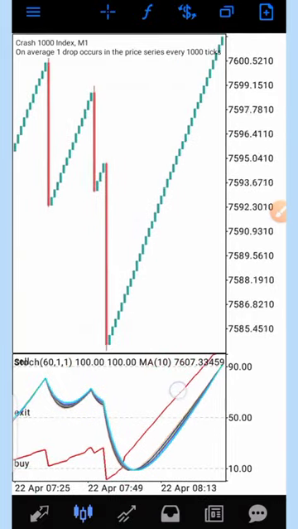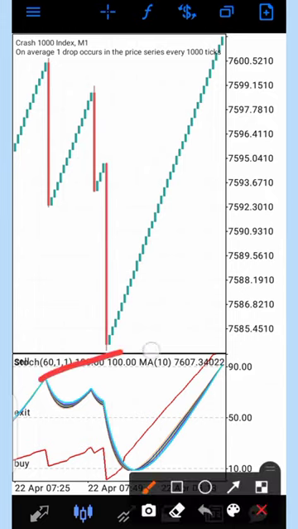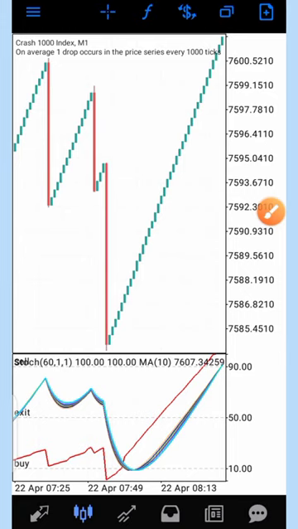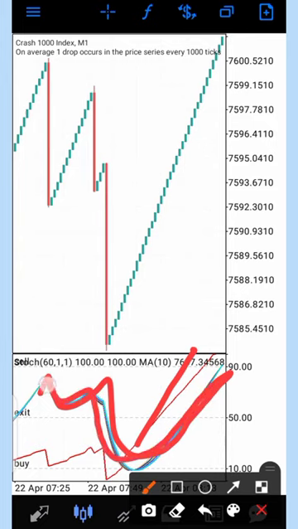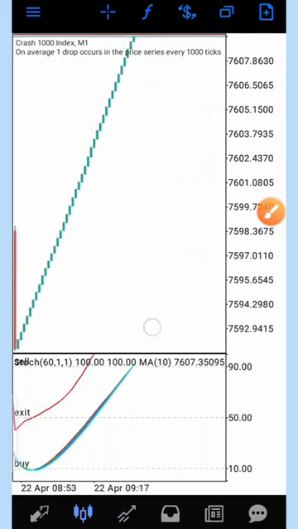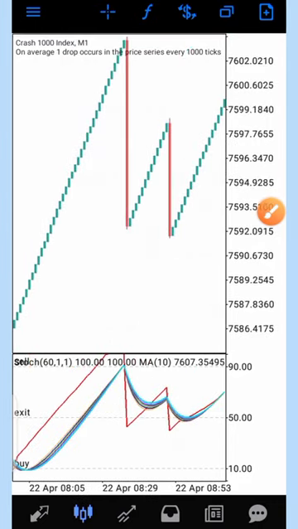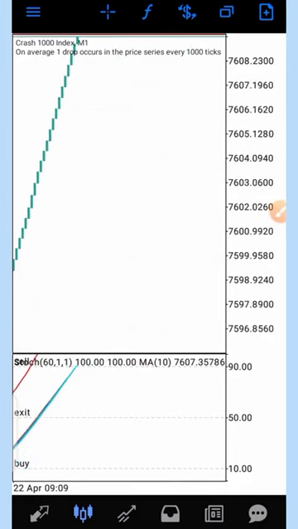What you can see on your screen is stochastic and some moving averages. So this is the stochastic and these are the moving averages, exponential moving averages. Let me show you the setup. This strategy works for both Boom and Crash. Let's do some back testing first.